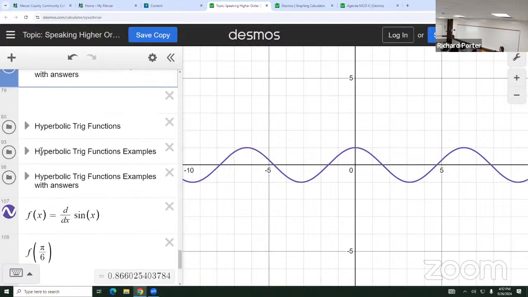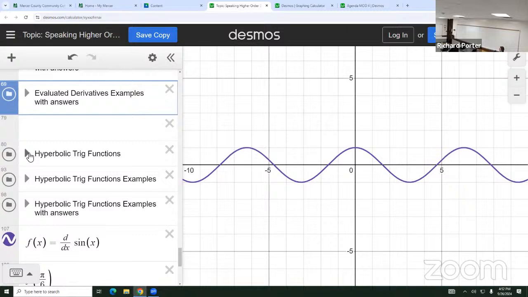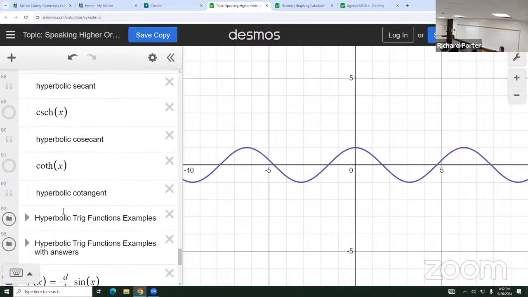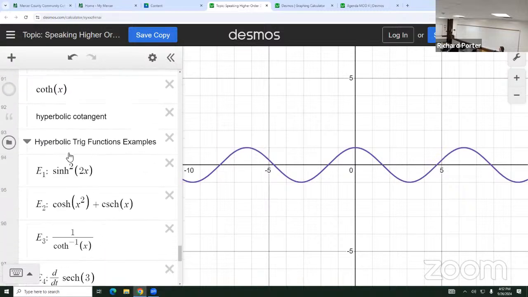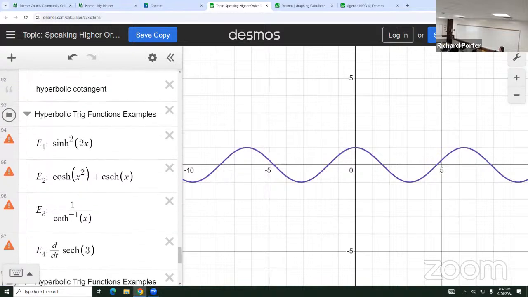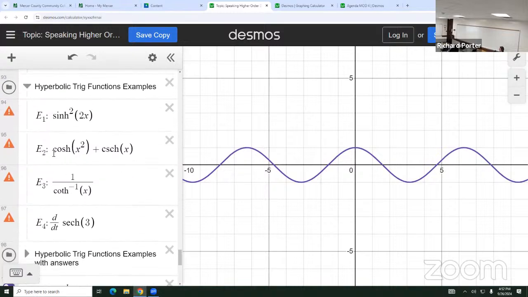All right. There's also hyperbolic things here. Hyperbolic trig functions are there. We already went over those. How do you say them? Oh, here's one. Example 2. So example 1 is this hyperbolic sine squared of the quantity 2x and quantity 4. But this one right here, you have to be careful. This is hyperbolic cosine of the quantity x squared and quantity plus hyperbolic cosecant of x.